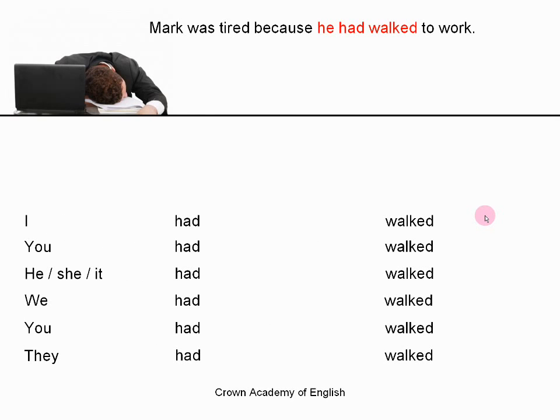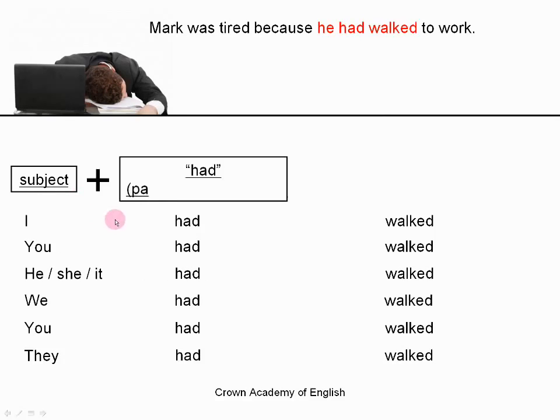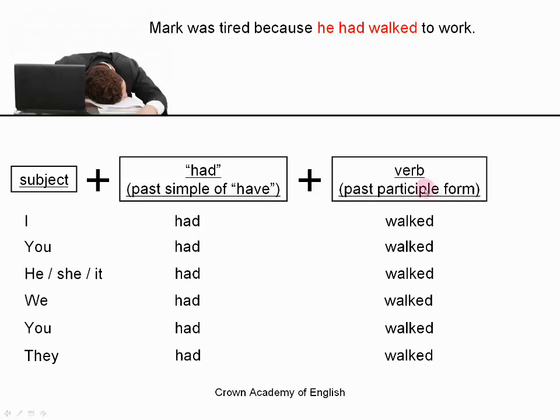So the affirmative form is subject, then had, and had is the past simple of the verb have, and then we have the main verb in the past participle form. So walked is the past participle of the verb walk. And in the form, the verb had, okay, this is the auxiliary verb. So here the verb have is being used as an auxiliary verb. And this is the main verb. So walk, or walked, is the main verb. Okay?